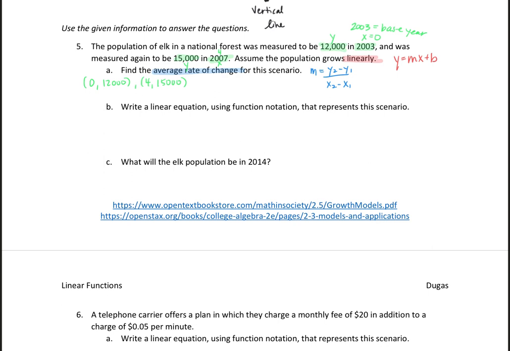So you can now use your formula. So this could be x1, y1, x2, y2. So I can use my formula, 15,000 minus 12,000 over 4 minus 0. So that will be 3,000 over 4, which is 750. So the average rate of change is 750 elk per year.